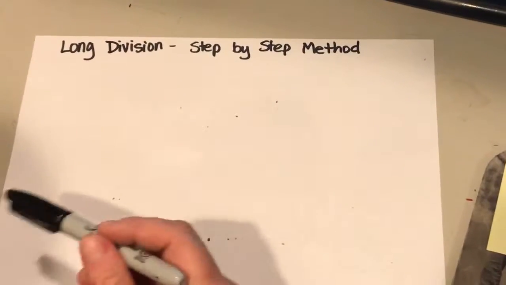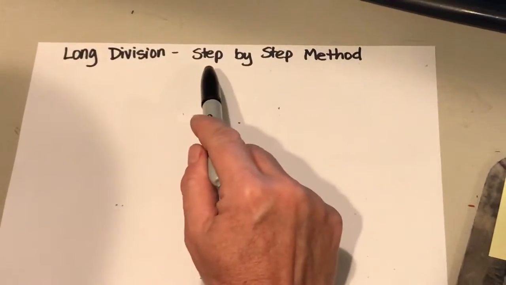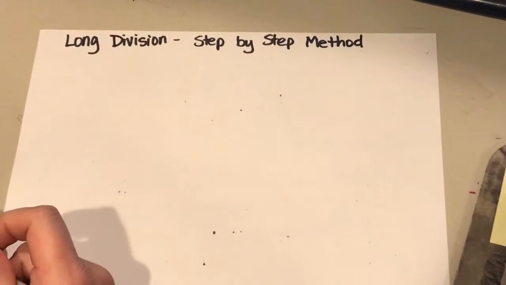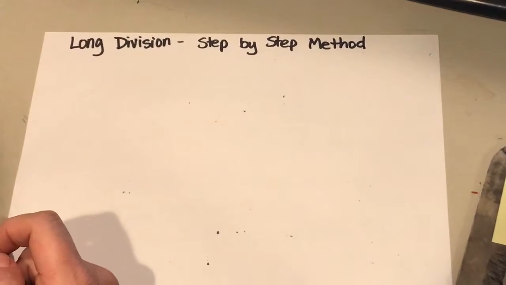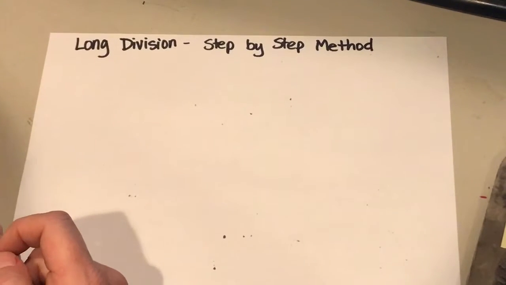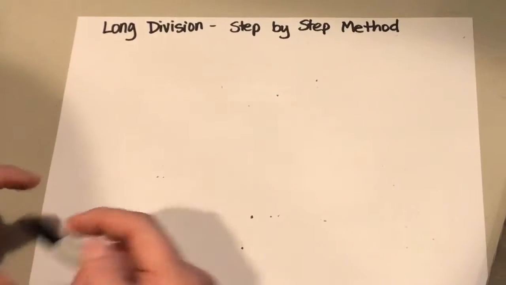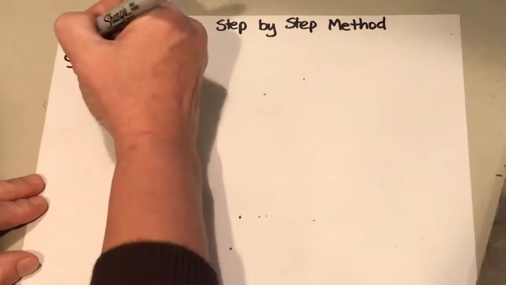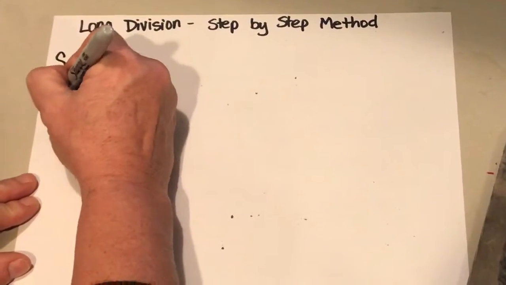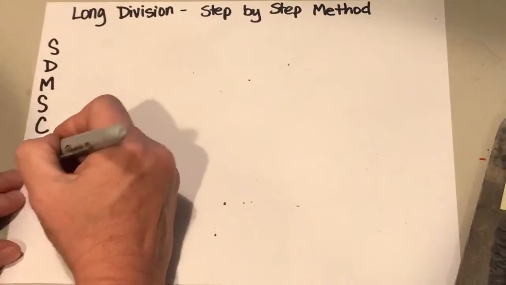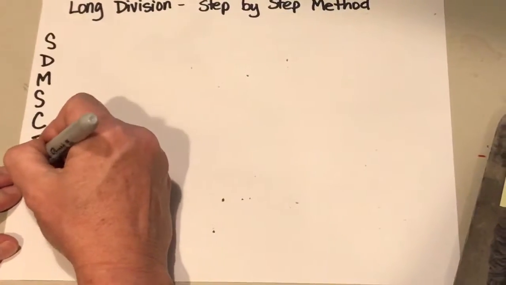Hey, we've been working on long division and we're using the step-by-step method. The first thing you have to do when you're using the step-by-step method is to remember a saying, and the first letter in each saying gives us a hint. Our saying is, So does Max sell cheesy burritos? And you have to roll your R rapidly.